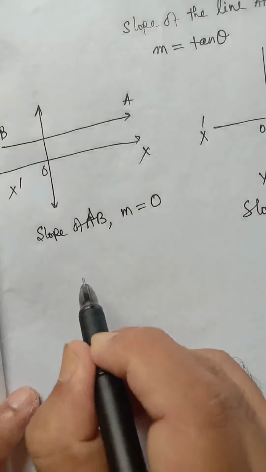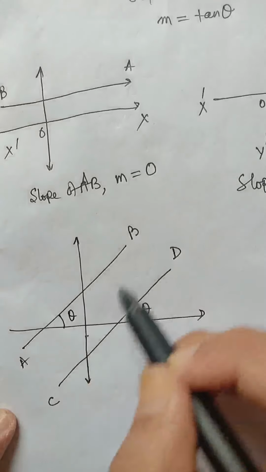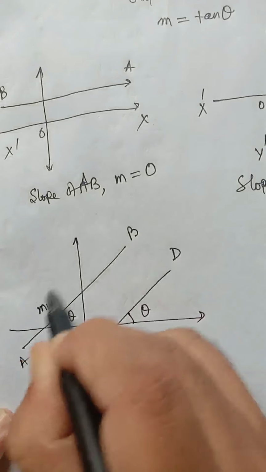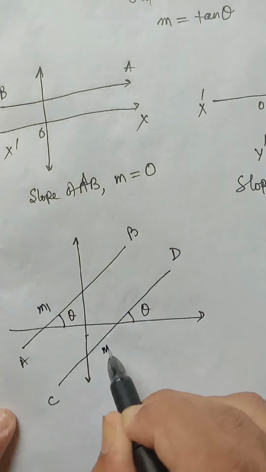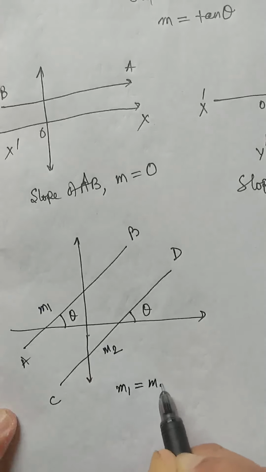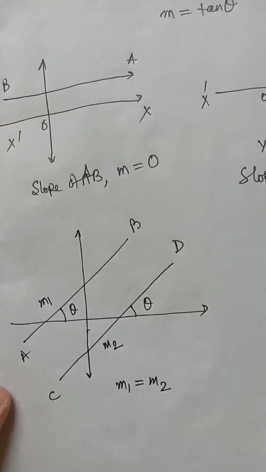Again, suppose two straight lines AB and CD are parallel. If m1 is the slope of the line AB and m2 is the slope of the line CD, then m1 equal to m2. So if two straight lines are parallel, their slopes will be equal.